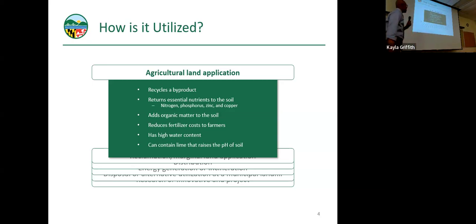They have high water content that returns moisture to the soil. And the soil appreciates that, especially the plants. What's more, they contain lime. They raise the pH of the soil. There are some soils with low pH, and so the lime-stabilized biosolids add lime to the soil.